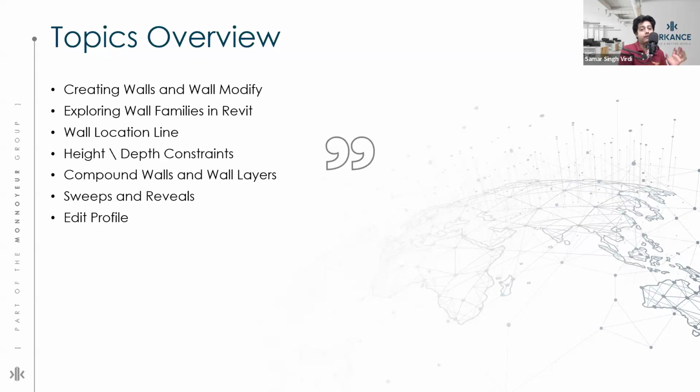So if you remember, if we go to edit type, we can go ahead, see the section and also create different layers for a wall. Sweeps and reveals are also there, and we can also edit profile of a wall.